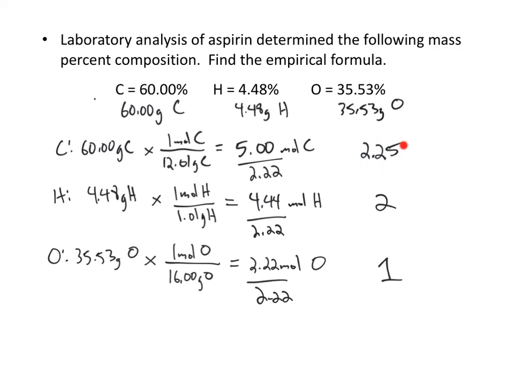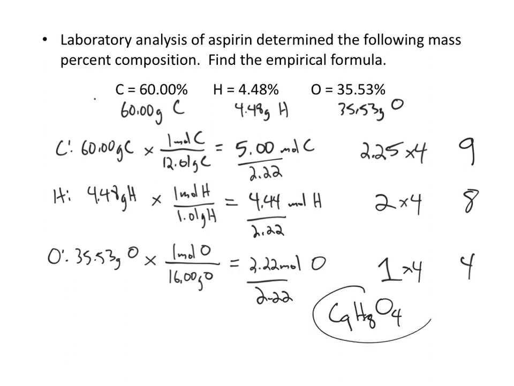So here I have 2 1/4. To make that a whole number, I would need to multiply by 4. But I can't change the ratio of the atoms, so I have to do that to all of them: times 4, times 4, times 4. That's going to be 9 carbons, 8 hydrogens, and 4 oxygens. I can't simplify those, so I know I didn't do anything wrong. And so my formula is C9H8O4. That's the empirical formula for aspirin.